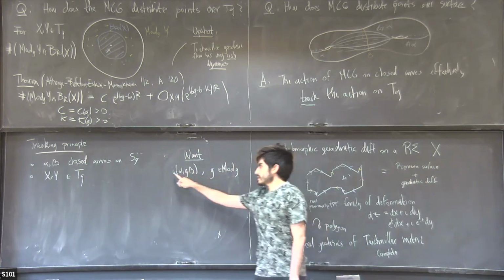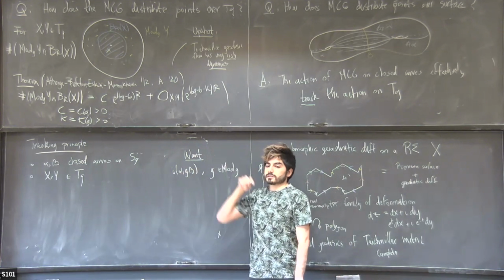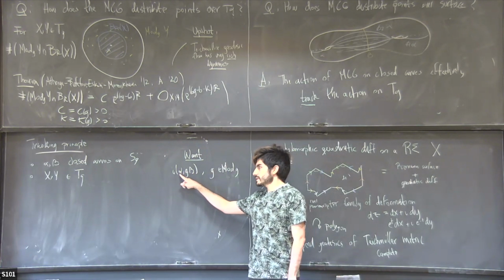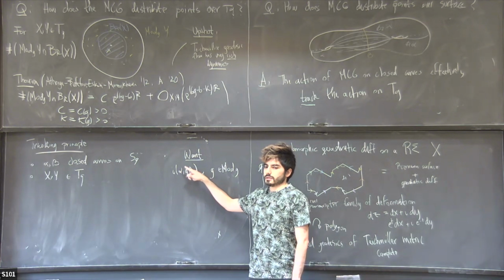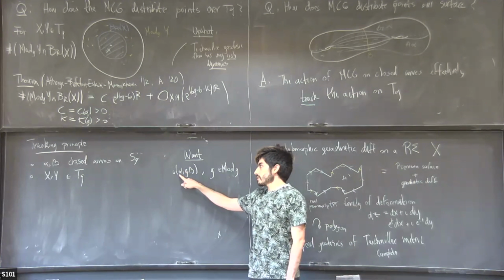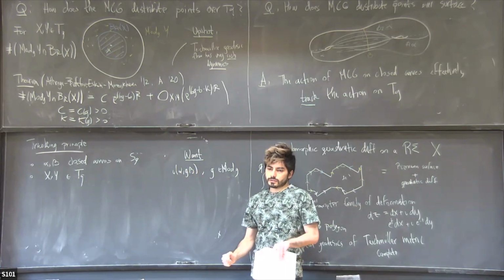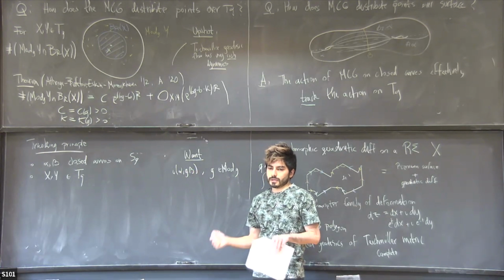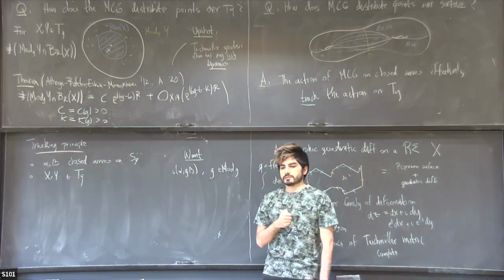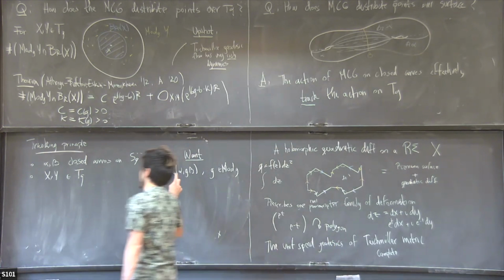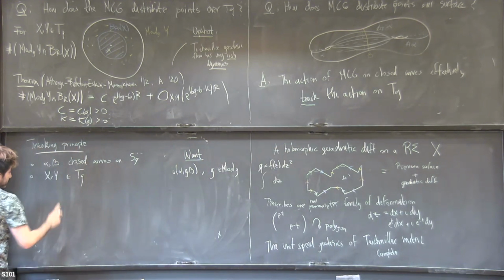So this I means geometric intersection number, which means that you look at the least number of intersections between representatives in the free homotopy class of alpha and g dot beta. And that's equivalent to tightening them to geodesics in some hyperbolic metric and counting the intersections. So that's that. And we care about that quantity.